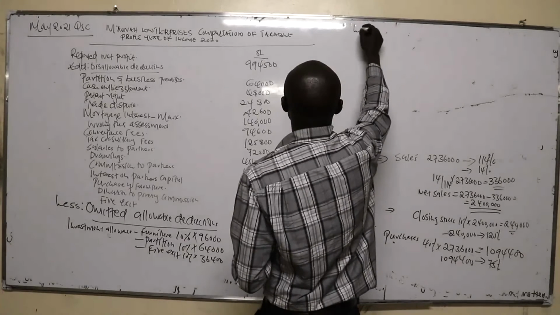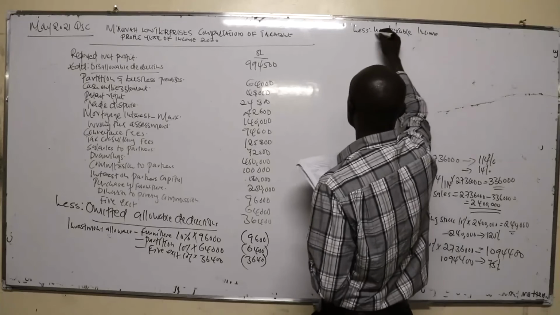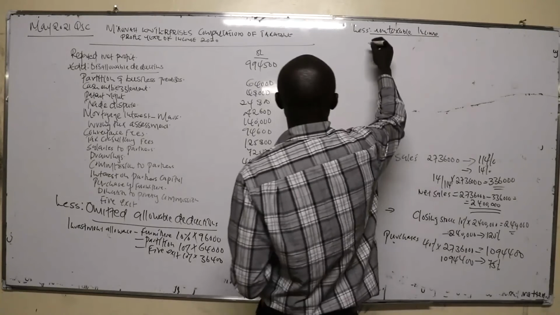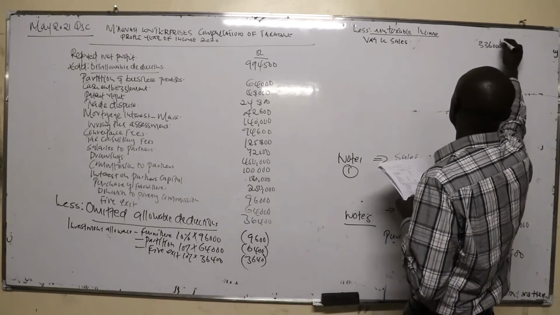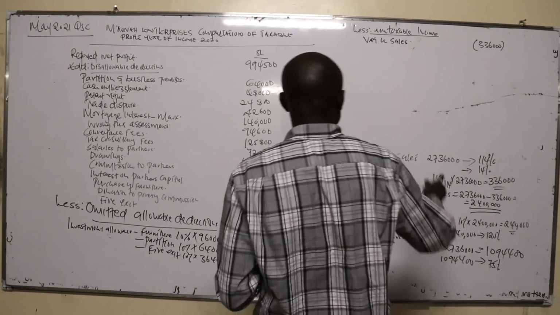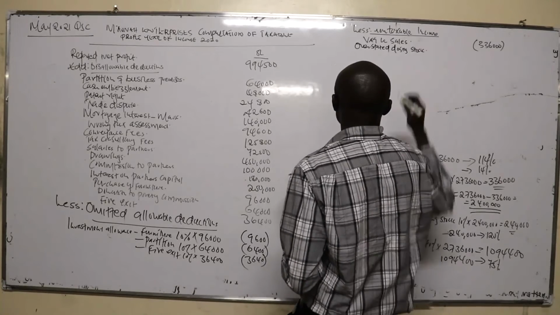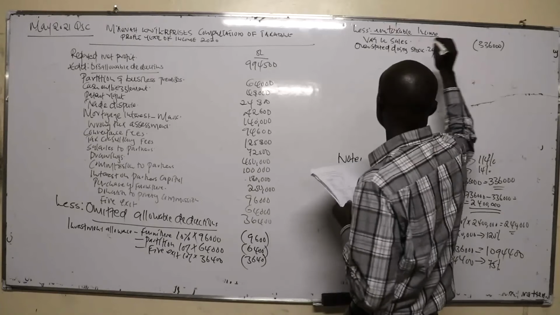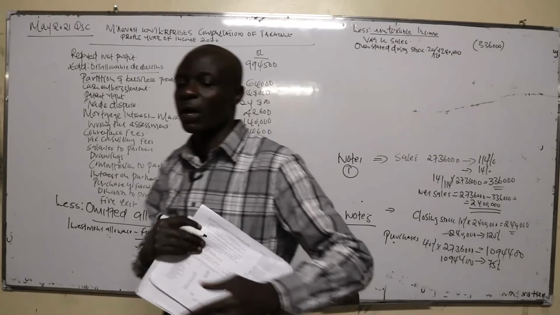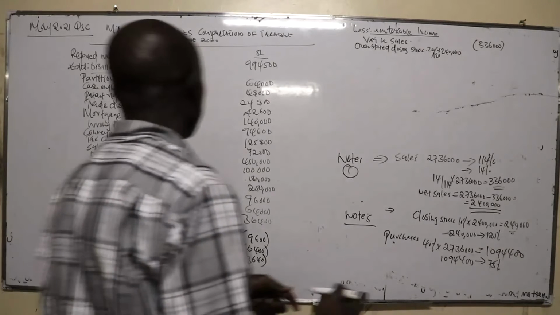And then after that, you less non-taxable income. Those items that are treated as income, yet they are not taxable. One of them is VAT in sales. So you less VAT in sales. We have already determined it is 336,000. And then you also less overstated closing stock, which is 20 over 120 times 240,000. So that one is 40,000. So you deduct 40,000.